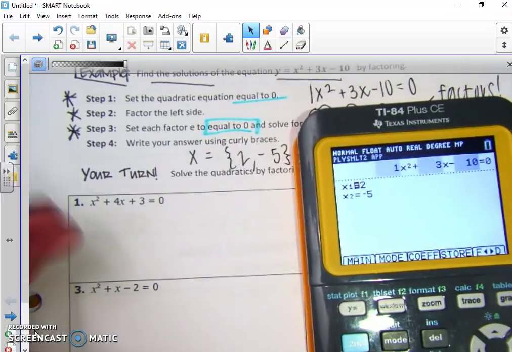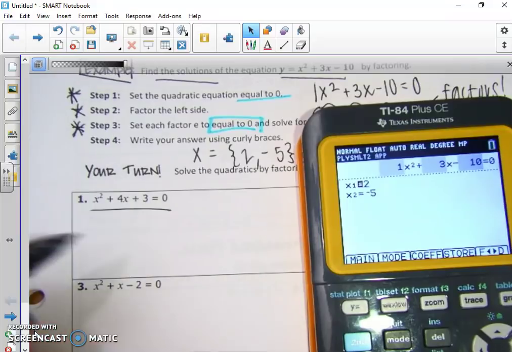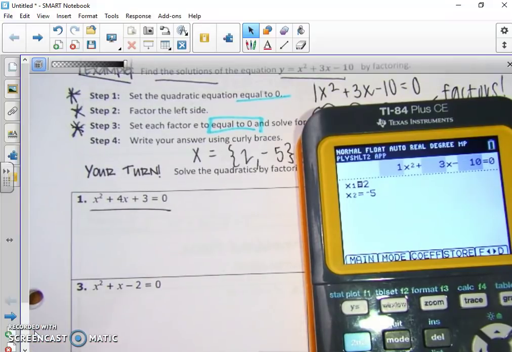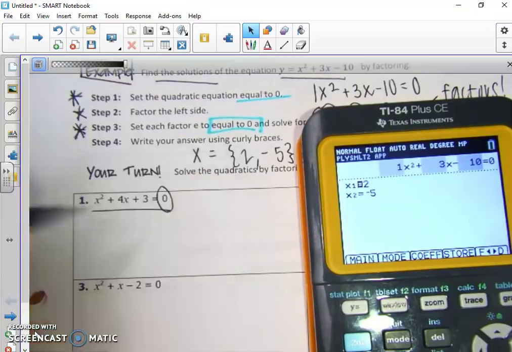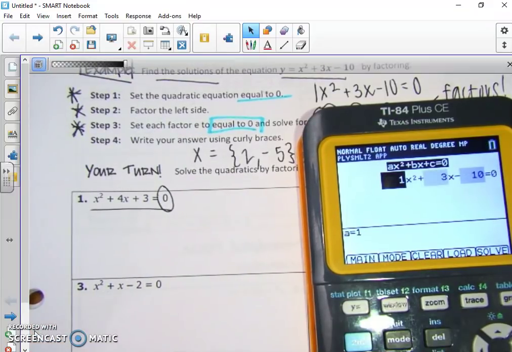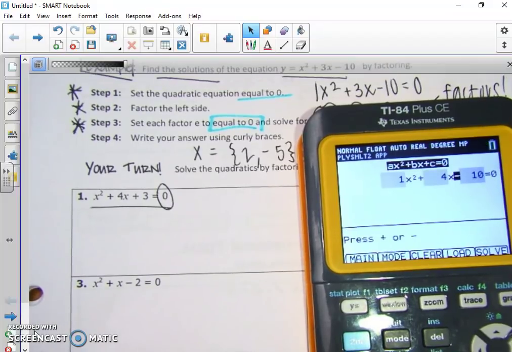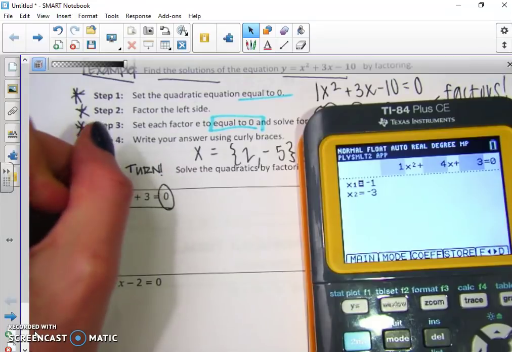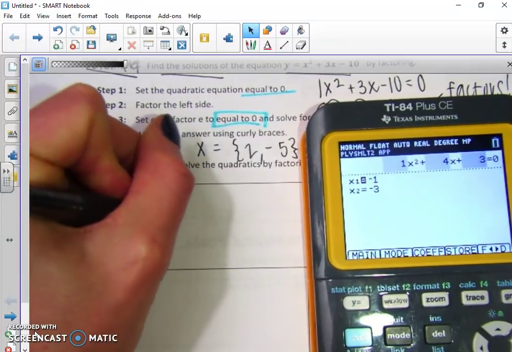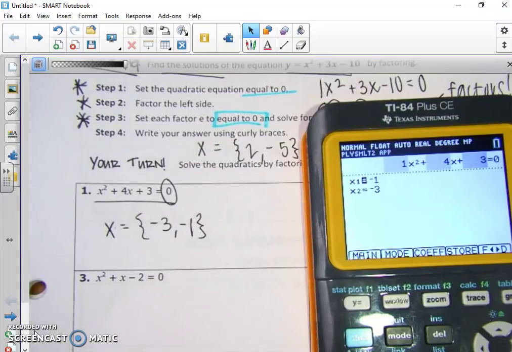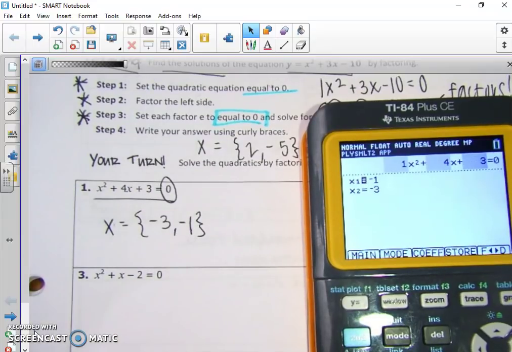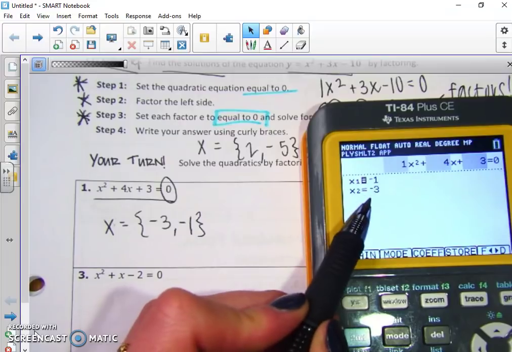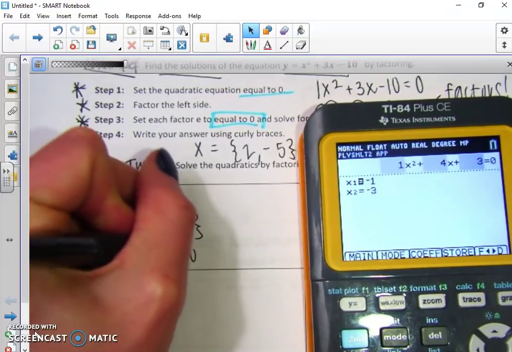Let's go on to number 1. So here's our quadratic equation. It's set equal to 0, which is good. It has to be equal to 0. And I'm just going to plug everything into my app. So I have 1x squared plus 4x plus 3. And let's solve. It tells me that the solutions are negative 3 and negative 1, or negative 1, negative 3. And that's all we have to do. You're just taking these numbers that they give you, those are the solutions.